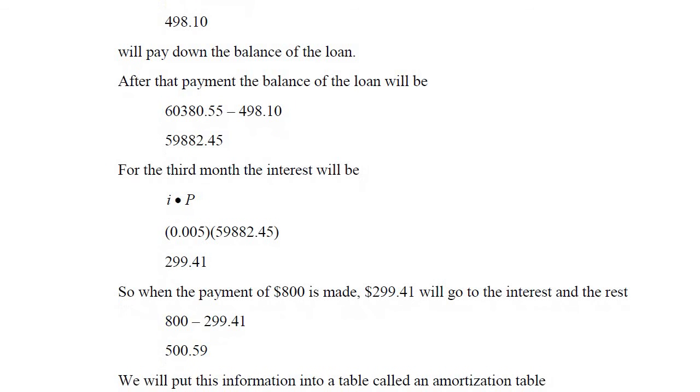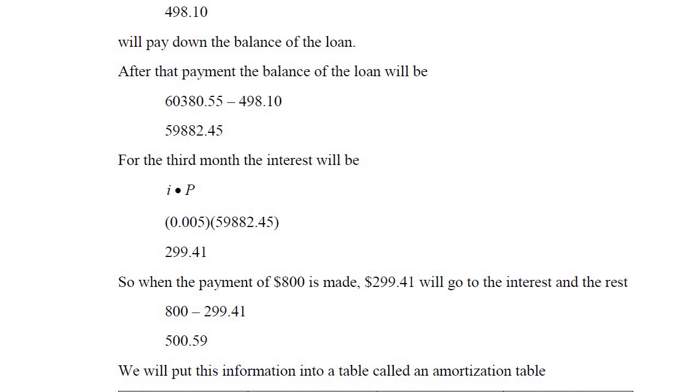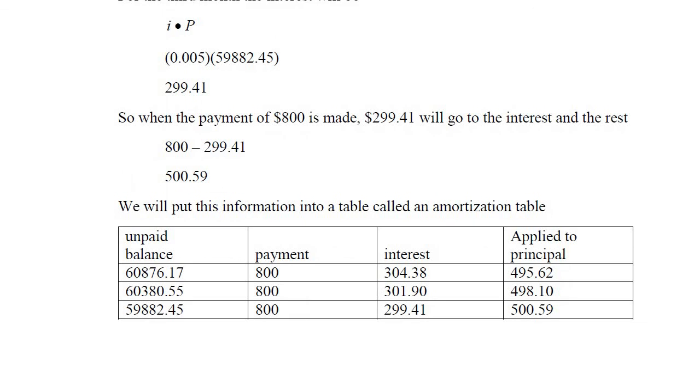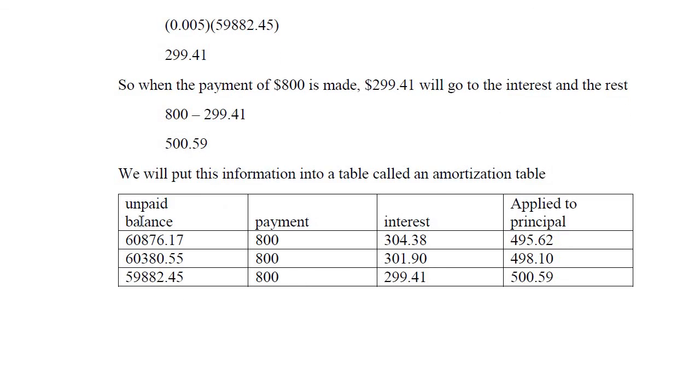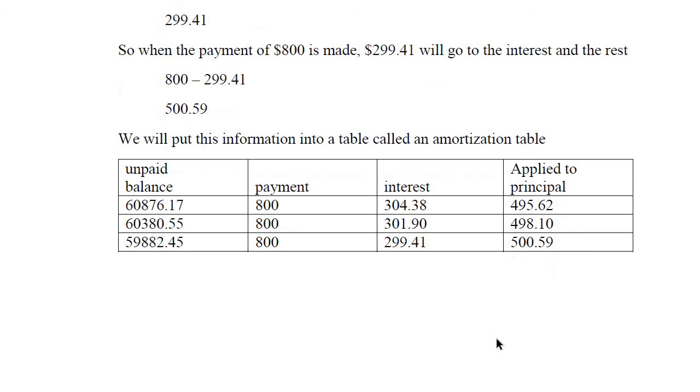So if we put that information into a table called an amortization table, it'll look something like this. This left-hand column is the unpaid balance. So whenever we go to calculate how much interest, it's based off the unpaid balance. Here's all of our payments, which are all $800 a piece. Here's the amount that goes to the interest, and here's the amount that goes to pay on the principal.